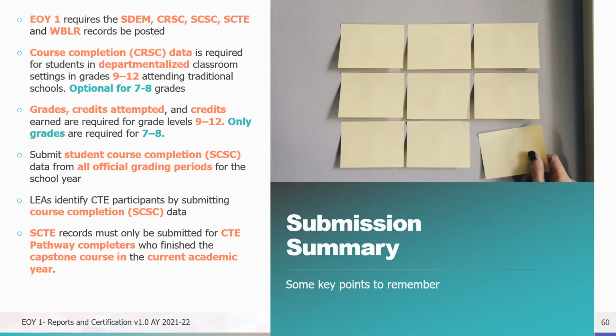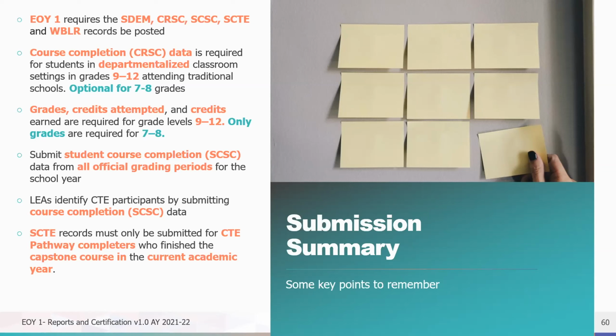Course completion data is for departmentalized courses only, grades 9 through 12, optional for your middle school 7th and 8th graders. There's a distinction between 7th and 8th grade and 9 through 12 in that 7th and 8th grades only require grades, while 9 through 12, you have to report grades, credits attempted, credits earned, and Carnegie units.